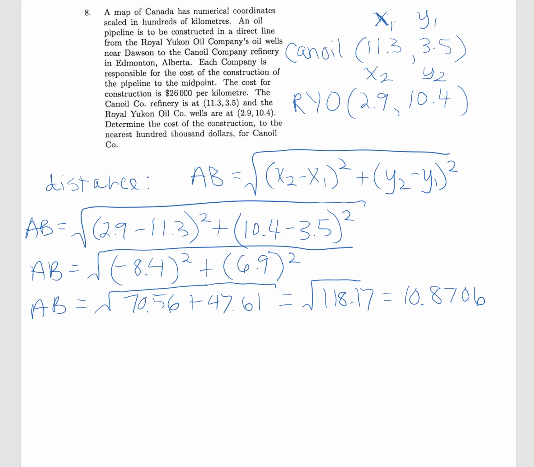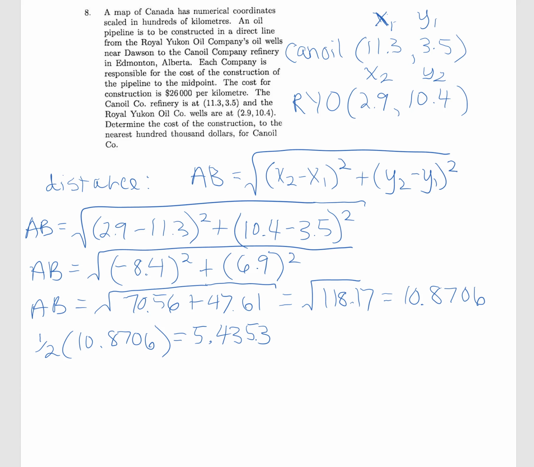All right, so this is the distance between the two oil companies, but we want to find just what half of this is, because that's all that the Can Oil company would need to pay for. So I'm just going to take 1/2 times 10.8706, and that equals 5.4353 about. The question tells us that the units we've been given are in hundreds of kilometers.